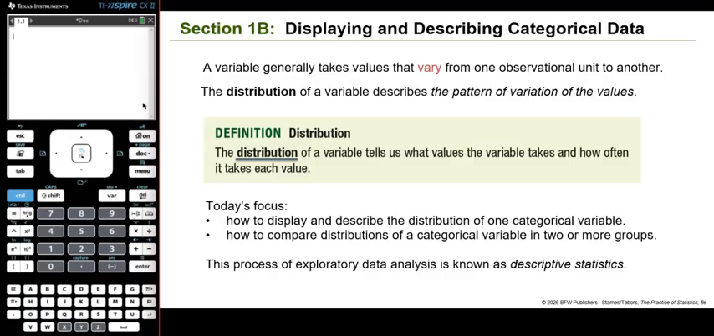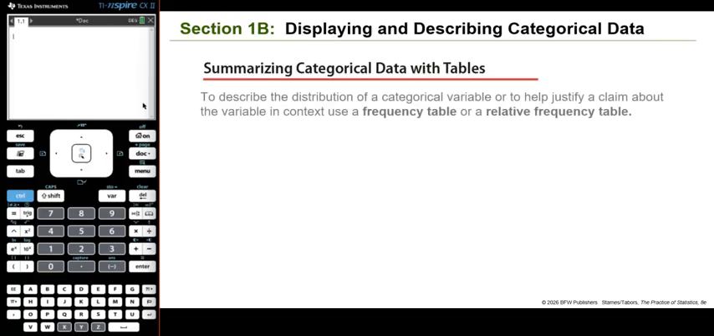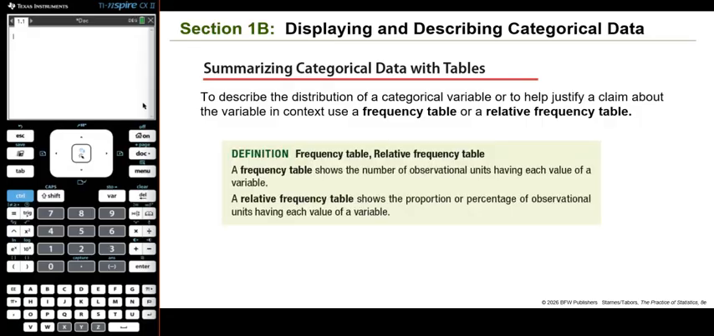And this is called descriptive statistics. I don't think you have to know that. Okay, there are two different types of these categorical variables. We use a frequency table or a relative frequency table. A frequency table shows the number in each grouping of the variable, and a relative frequency table shows the percentage, or the proportion, but really the percentage usually.